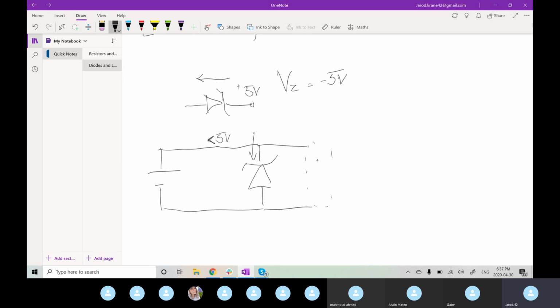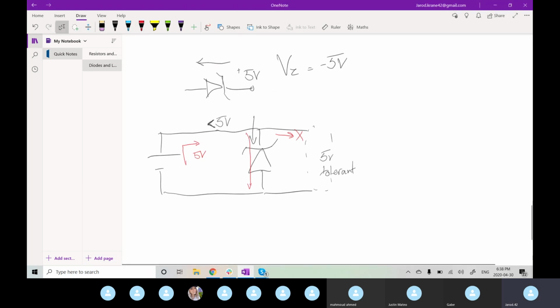If the rest of your circuit on this side is 5 volt tolerant, then as soon as you were to apply 5 volts, the current path would be across the Zener, and you wouldn't get any current flow into the rest of your system. So it's typically used for voltage cutoffs in systems, whether it be for voltage tolerant pins or components in your system.